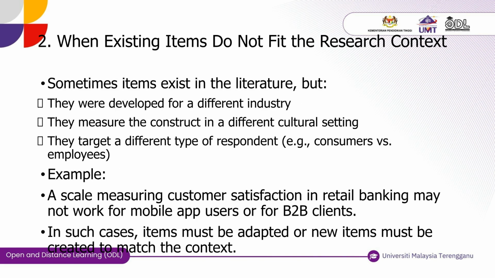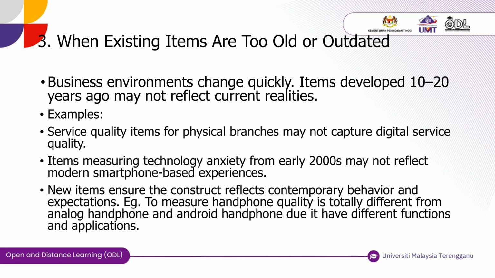A second situation is when existing items do not fit the research context. This occurs if items were developed for a different industry, cultural setting, or respondent type. In these cases, items must be adapted or newly created. The third situation is when existing items are too old or outdated. Business environments change quickly. New items ensure the construct reflects contemporary behavior and expectations.